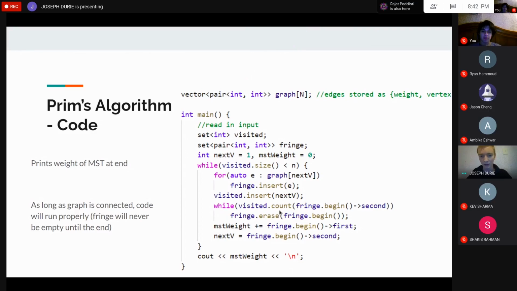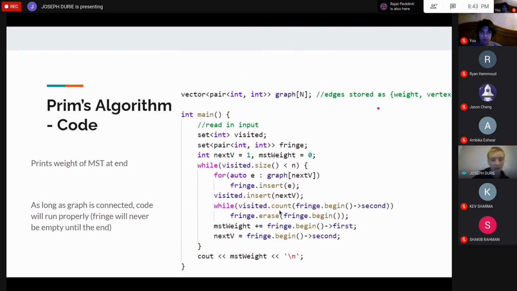Okay. So for a graph representation, this is like the weighted graph representation we talked about last time, where instead of storing your edge just as the vertex you're going to, you store it as weight comma vertex, because you need to store both of these things. And then we read it in the normal way. You add the edges in both directions with the same weight.